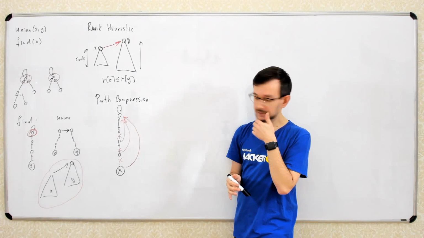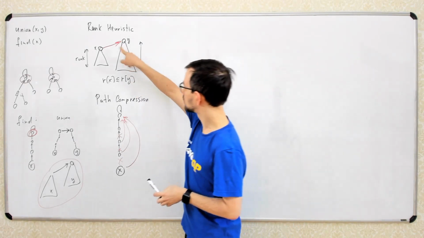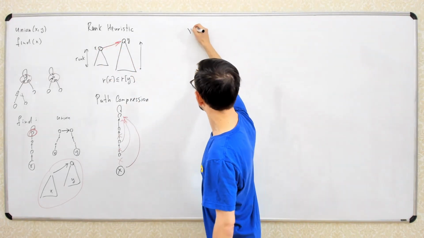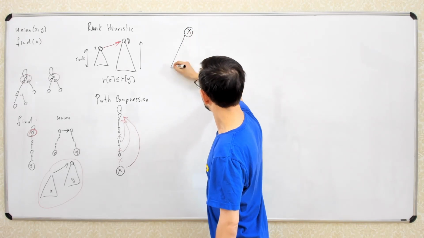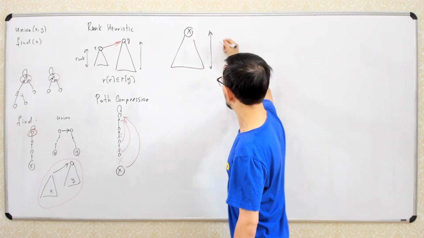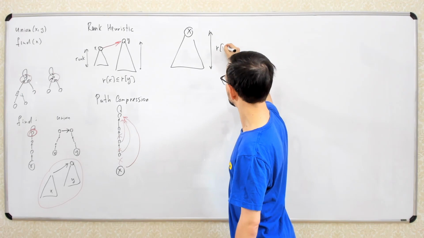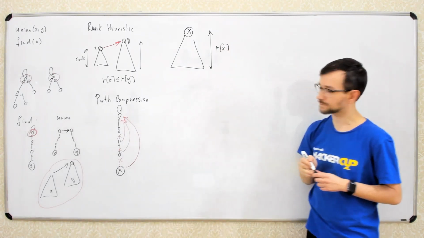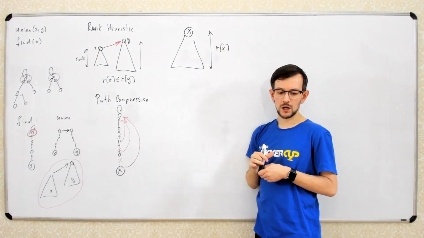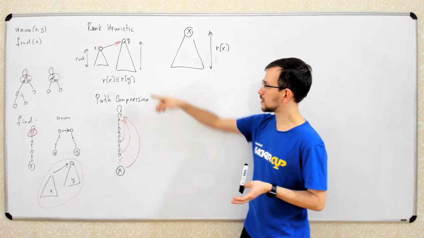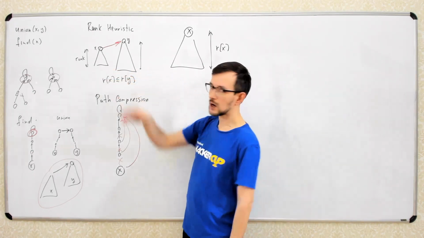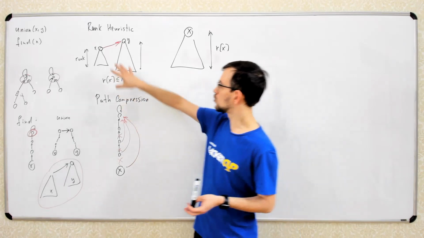Rank is the height of the tree, right? Yes. The rank of the node is the height of the corresponding tree. So if you have vertex x with some tree, the height of the tree is the rank of x. And you can maintain these ranks when you make the union operation.